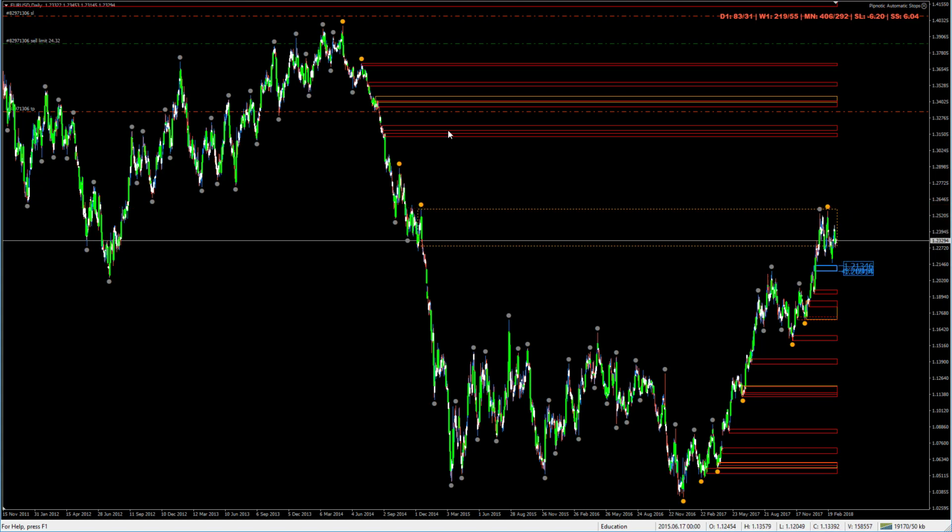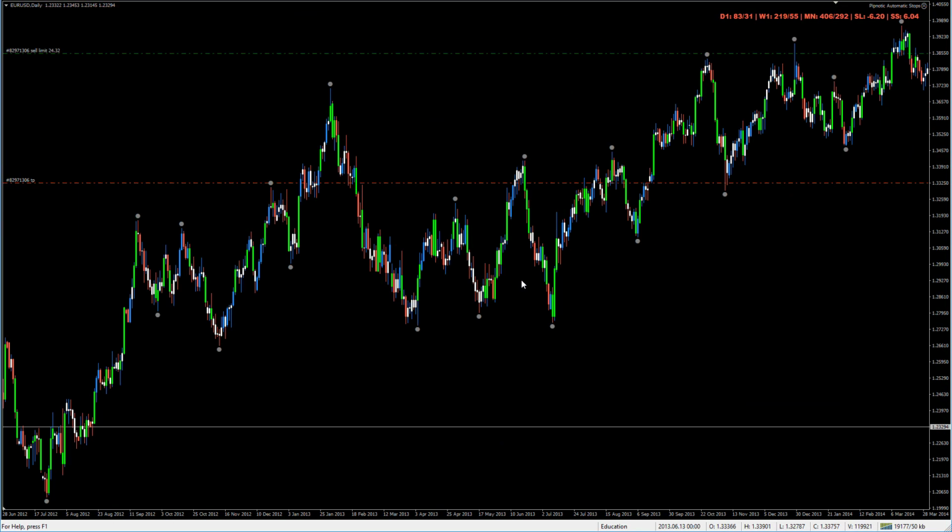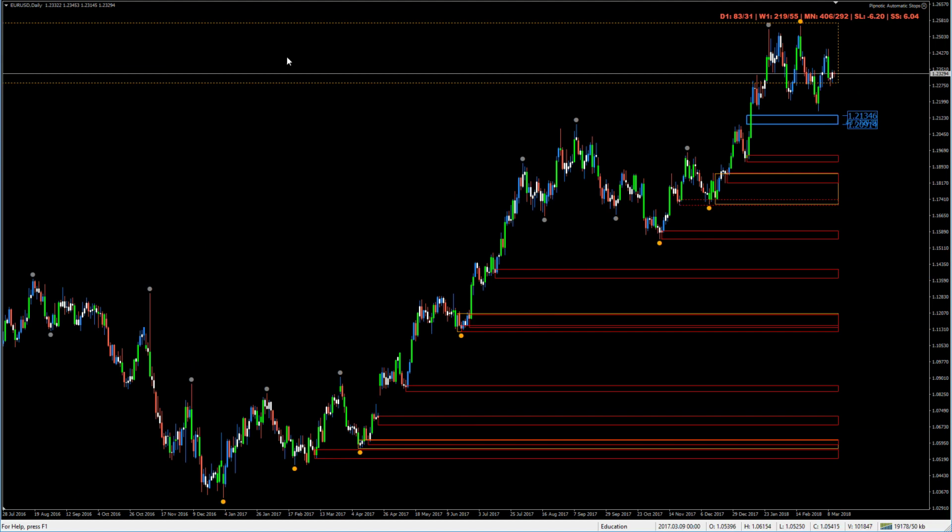So we have identified this area here. We found the low here, so this is an area we could buy. We've identified, oops, not that one. Let's find the other one. This one here, we have identified.